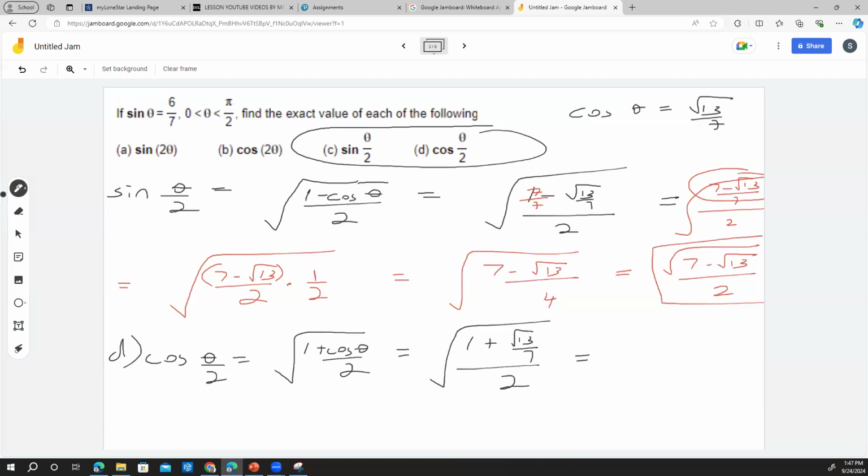So by just looking at the pattern here, I feel like I'm going to get the exact same answer as part C, but the sign is going to switch to a plus instead of a minus due to the formula, and this is how I can finish part D in this question.